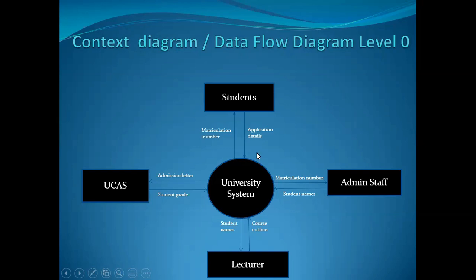And for the student, they will be submitting their application details, and the system will also be generating a matriculation number for them. It could also be a system connection, not necessarily manual or physical. So we can say UCAS will be connecting to this system and showing the students' grades. And the university system will also be producing admission letters to UCAS, feeding the UCAS system, because the entity is not necessarily a human being, it could be a system.